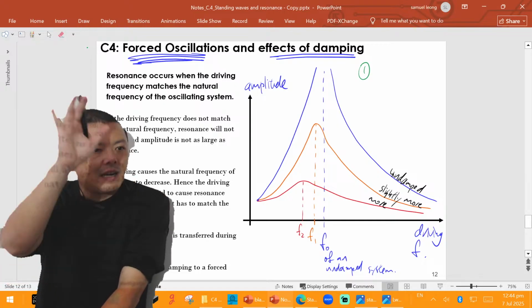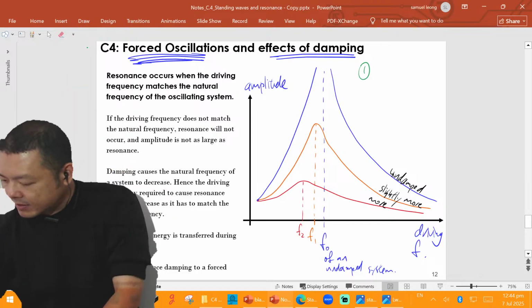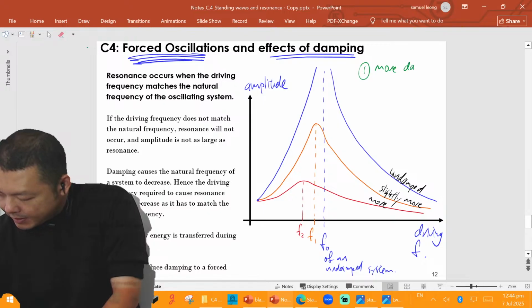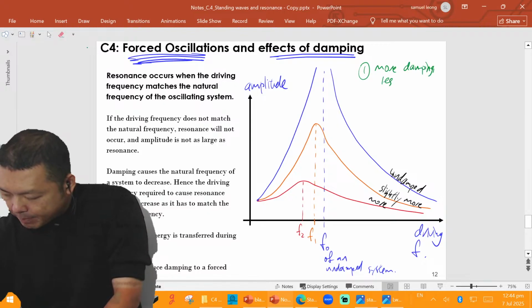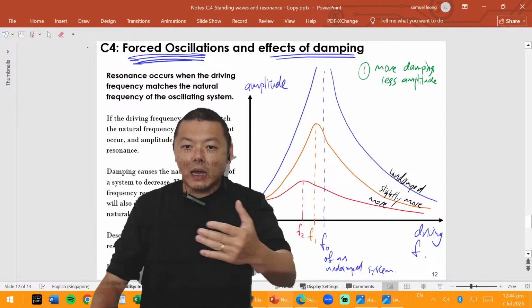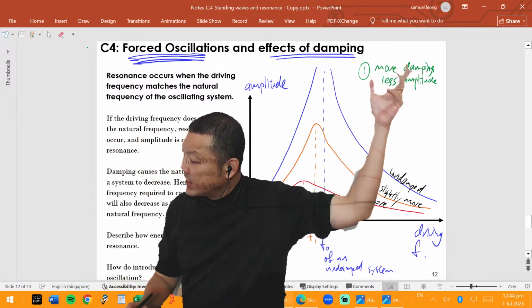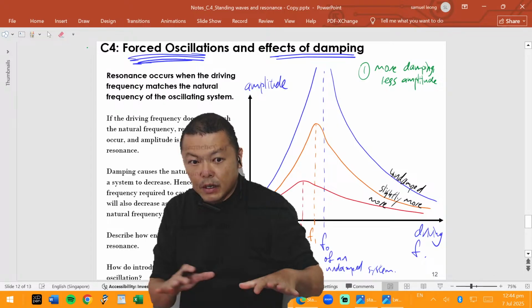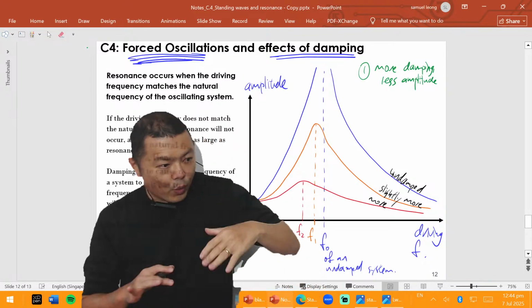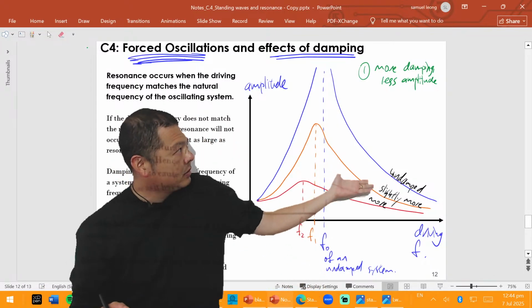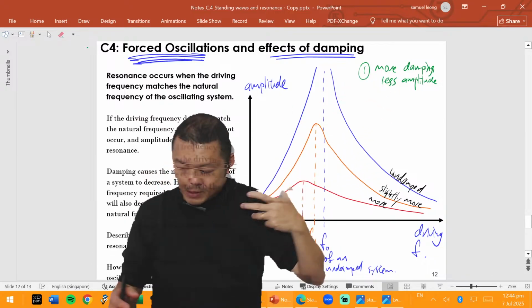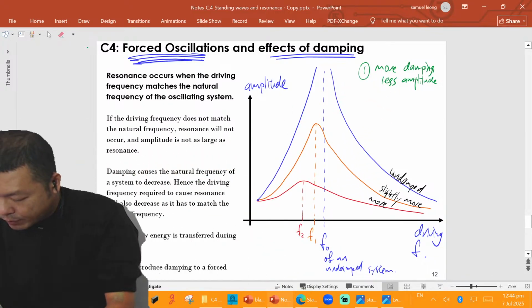Basically, with more damping, the amplitude throughout the entire graph will be less. More damping, less amplitude. Okay, less amplitude. Again, one more time: does it mean that it returns back to equilibrium? No, right? It's always oscillating. It just has less amplitude when you have more damping.